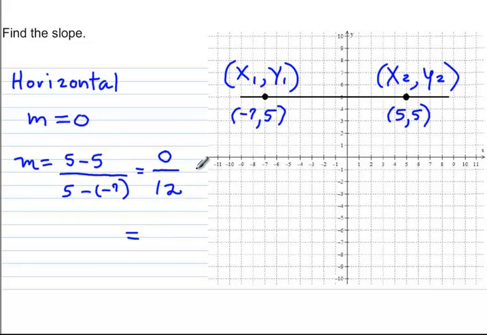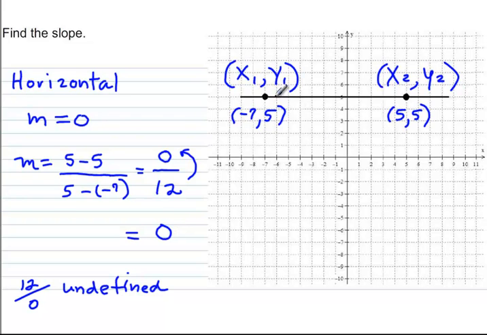And anytime you divide into 0, you get 0. Now be careful, if this came out to 12 over 0, that would be undefined. That's what you would see with a vertical line. But this is a horizontal line, and what you're going to see in the case of a horizontal line is 0 in the numerator. Dividing into 0 will give us a value of 0.